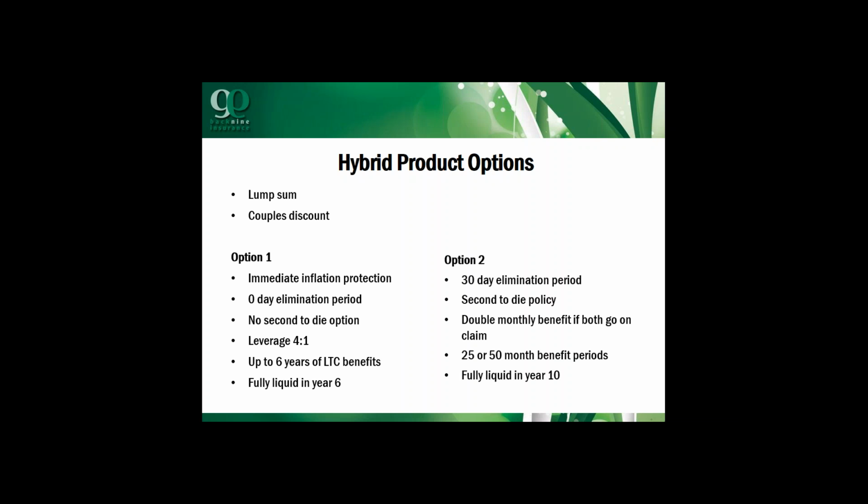Whereas option 2 has a 30-day elimination period. It has a second to die policy built in, and there's a double monthly benefit option if both go unclaimed. There's also 25 or 50-month benefit periods, and this product is fully liquid in year 10.